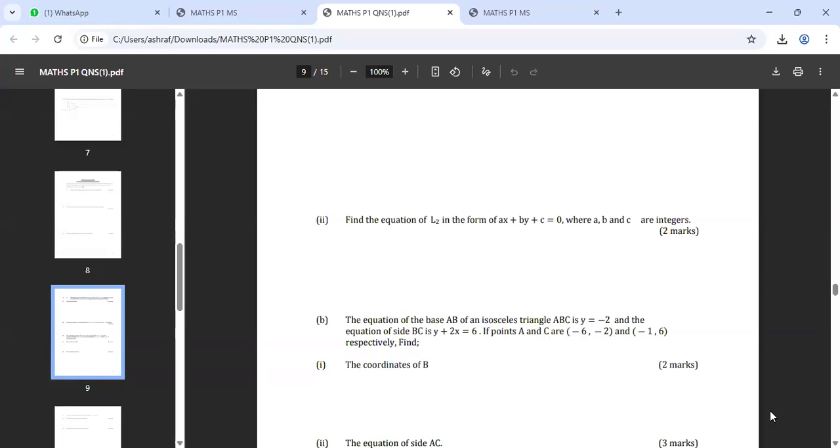You first find the x-intercept and the y-intercept. Good. And then you put the answer like x over the x-intercept plus y over the y-intercept is equals to 1. Good. So you find the x-intercept and the y-intercept, then you put your answer as x over x-intercept plus y over y-intercept is equals to 1.